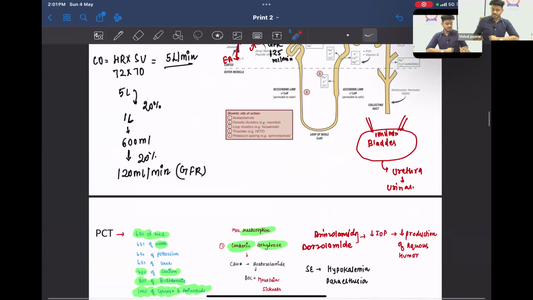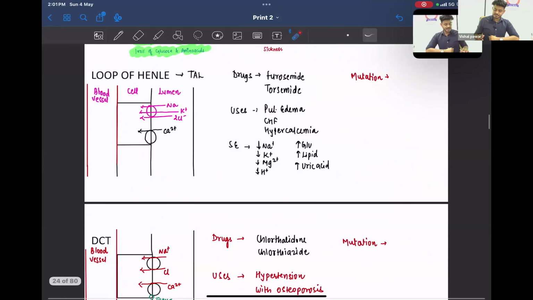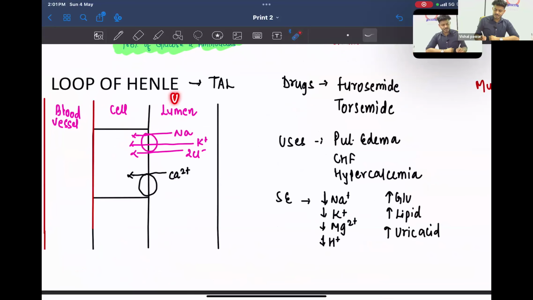So let's try to understand what we can do to this particular thing. Normally, here we are having what? Urine, and this urine is going away. This is the normal funda. What is going to happen? This urine is going to go away, and here you will be having certain pumps, sodium, potassium, chloride pumps, and these pumps are going to absorb sodium.